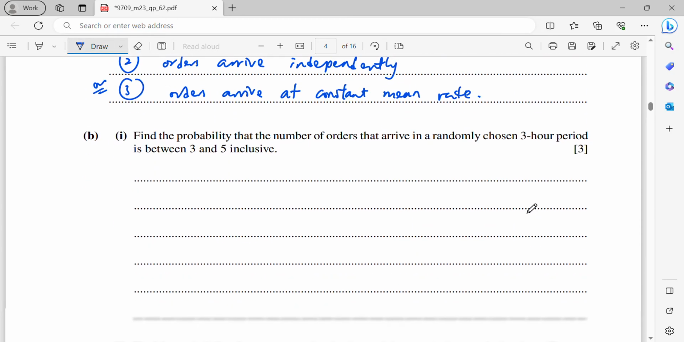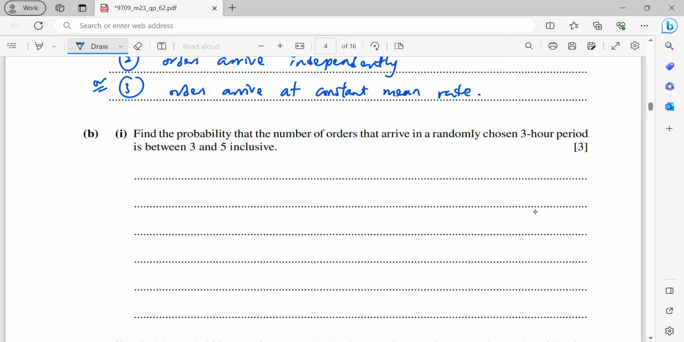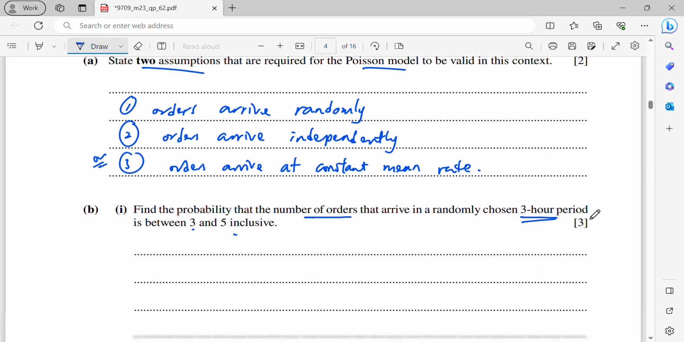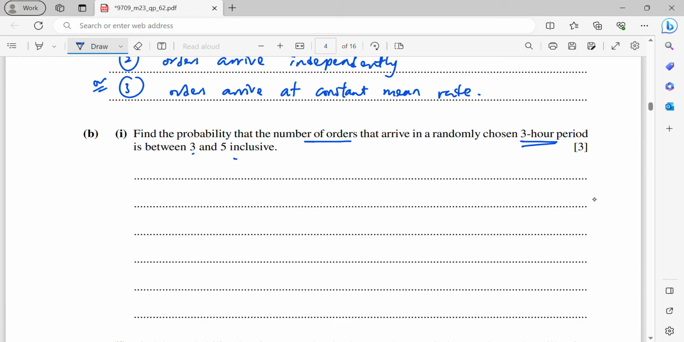Okay, now part B, first part: find the probability that the number of orders, meaning the X, that arrive in a randomly chosen 3-hour period is between 3 and 5 inclusive. When you look at the question here, this 25.2 is for 8 hours. Now we need to get 3 hours. Therefore, I need to count the mean for the 3 hours. So this 25.2 is for 8 hours, therefore per hour I have to divide by 8 first, after that I multiply by 3. That will be for 3 hours.